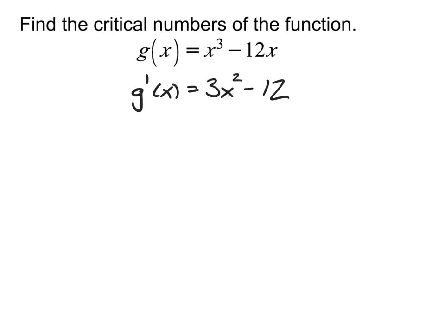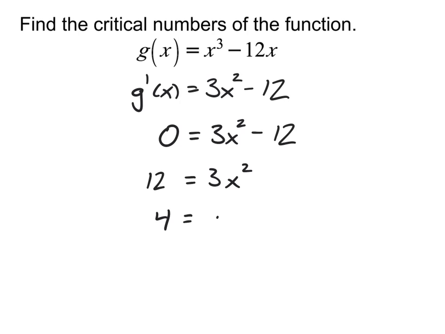So then I can just focus on what is going to make the whole thing equal 0. And so we go 0 equals 3x squared minus 12, and we solve from there. So I can add the 12 to both sides, and then I can go ahead and divide both sides by the 3. And then I can take the square root of both sides.